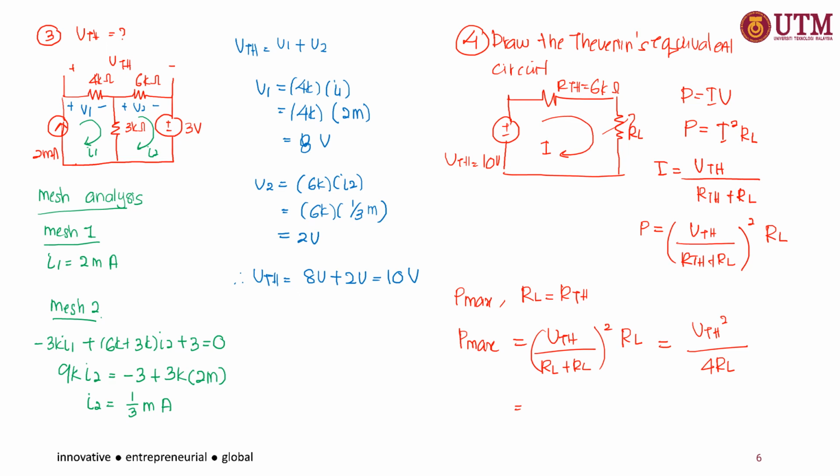Then we substitute all the values we already determined and the RL. VTH is equal to 10 volt to the power of 2, divided by 4 times RL, which is equal to RTH. We get the 6K here. So then we will get 0.417 milliwatt.